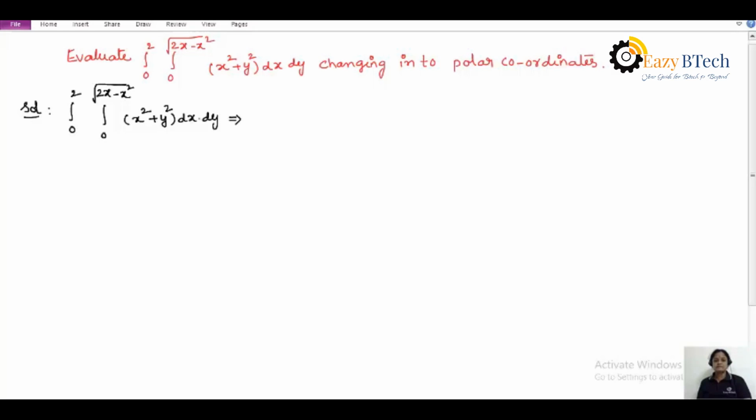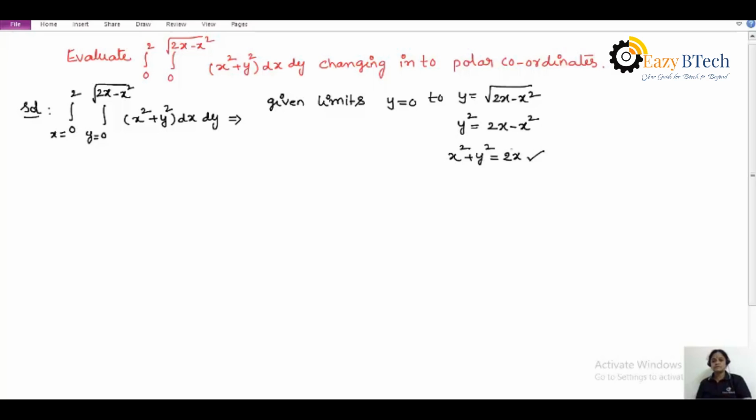Then observe the limits here. The first limits are functions of x, so these are y limits, and the constant limits are x limits. Given limits: y is equal to 0 to y is equal to root of 2x minus x square. Then squaring on both sides, y square is equal to 2x minus x square. Then x square plus y square is equal to 2x.